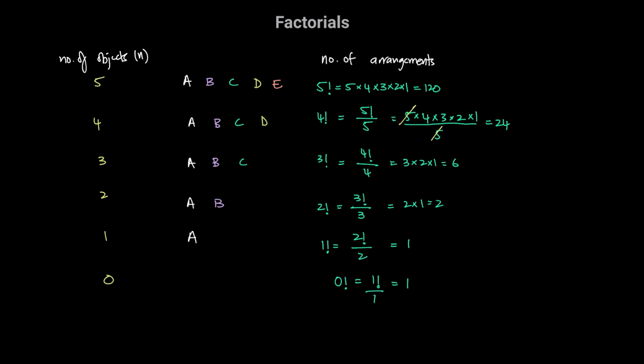Well, over here, if I have 0 objects, that means I have nothing. And there's only one way in which we can arrange nothing, and that is nothing itself. So there's only one way in which nothing can exist, and that's nothing itself. So that over here answers the question as to why 0 factorial is equal to 1.